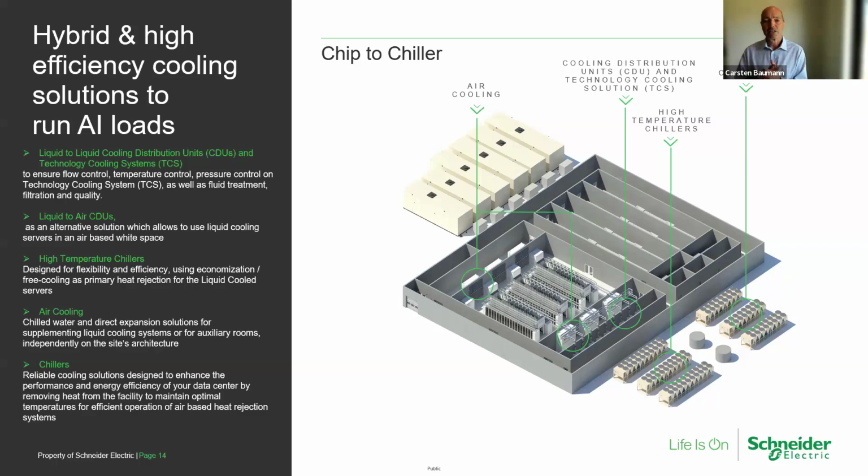However, with these AI loads, there's so much power in such a small space, we cannot push enough air through this in order to remove the heat from those chips. So therefore, we have to deploy liquid cooling, and that makes it more efficient, because the energy transfer between a heatsink and water, in this case, is much more effective than actually using air.